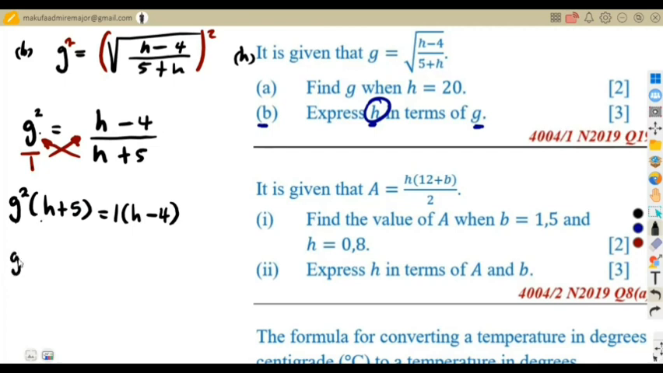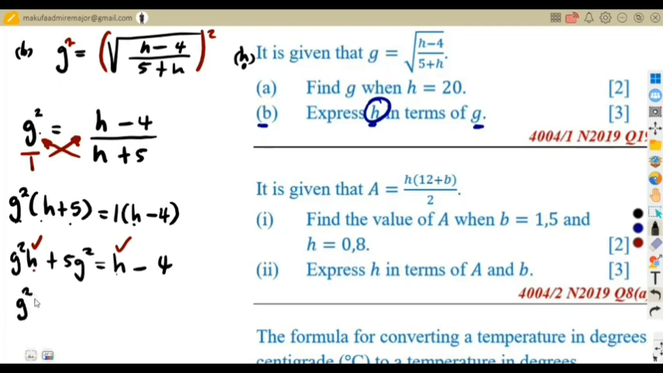So g squared times h, you're going to have g squared h, g squared times 5, which is going to be 5g squared, is equal to 1 times h. Remember, that's h minus 4. What we are supposed to make the subject is h. So after expanding and removing your brackets, you are now at this stage whereby you've got h here and you've got h here. On such a condition, whereby the letter to be the subject is appearing twice or more than once, maybe 3 times or more, we have to collect the terms containing the term to be the subject together so that you can apply the factorization concept. So in this case, we are going to collect these terms to one side of the equation.